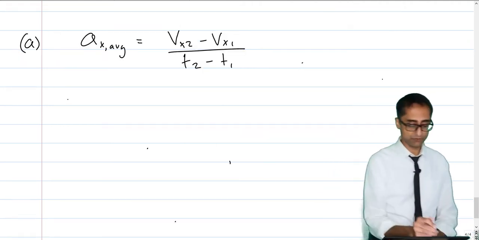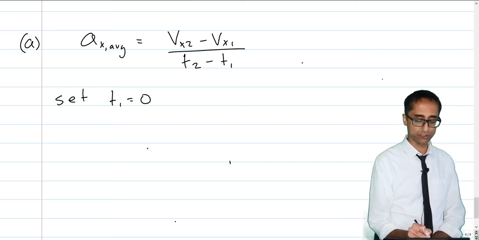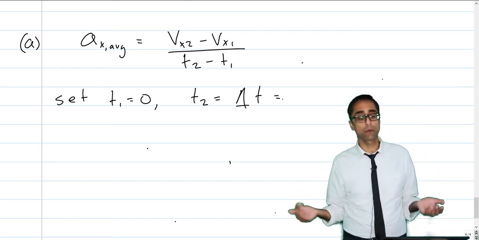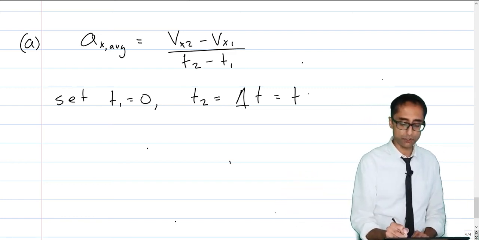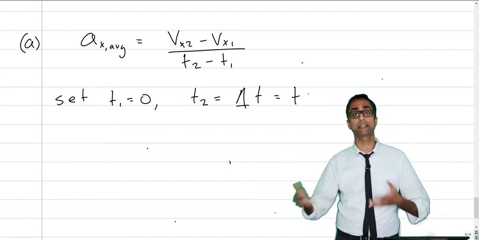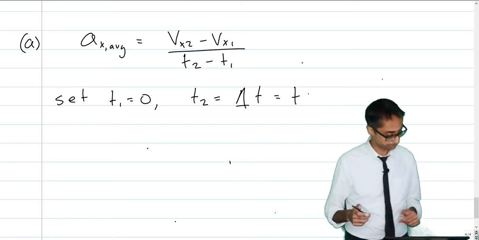So basically what I think we should do to simplify our problem is to set our t1 equal to 0. So we'll start measuring from that time. And that means that t2 is the same thing as delta t. And we can leave it as delta t if we want, but oftentimes it is just written as t. You'll see it sometimes as delta t, sometimes written as t. And that t is the time interval itself.